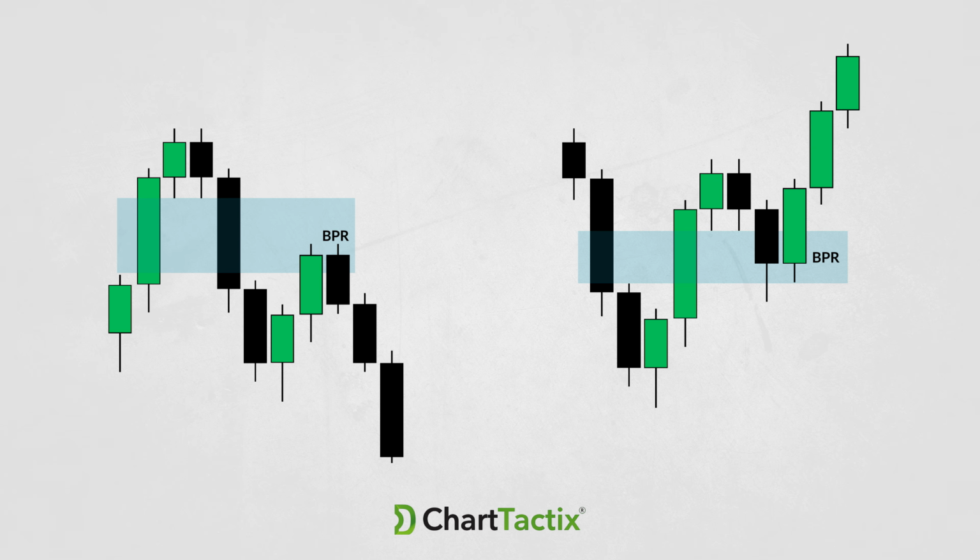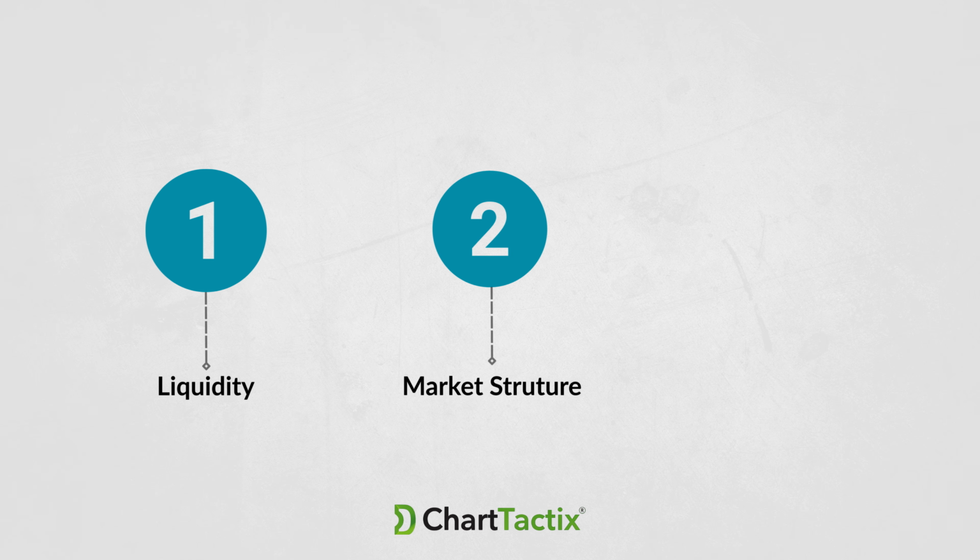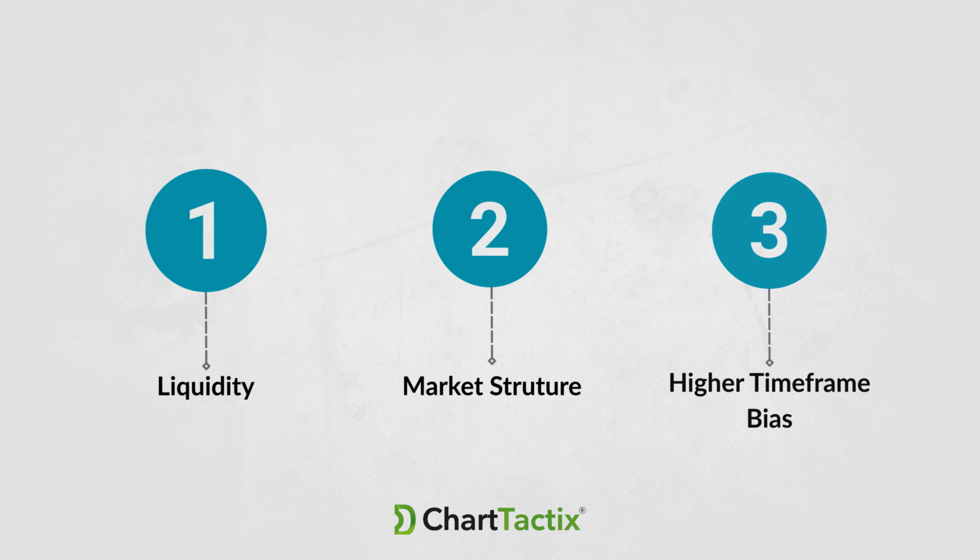So the balanced price range you want to trade needs to have reasons behind it. It needs to make sense within the market structure. Now, it doesn't really matter what confluences you decide to use. It could be liquidity, it could be market structure, it could be higher time frame bias. But the key thing is this. Make sure your setup has confluence, because that's what increases your probability.